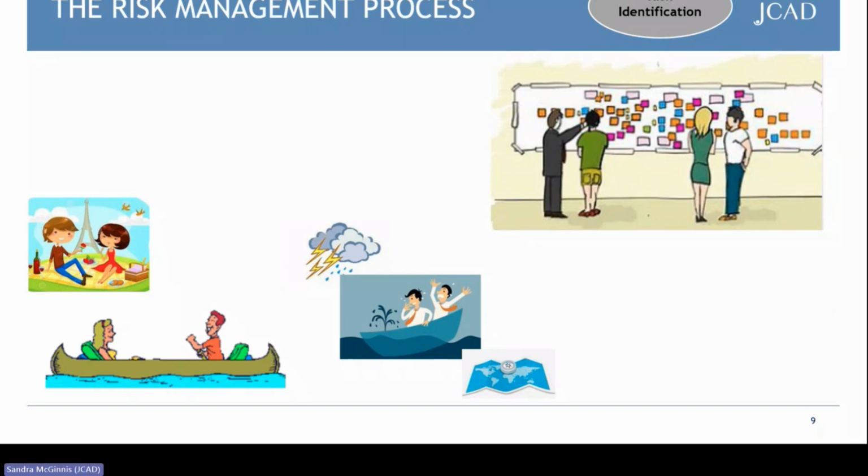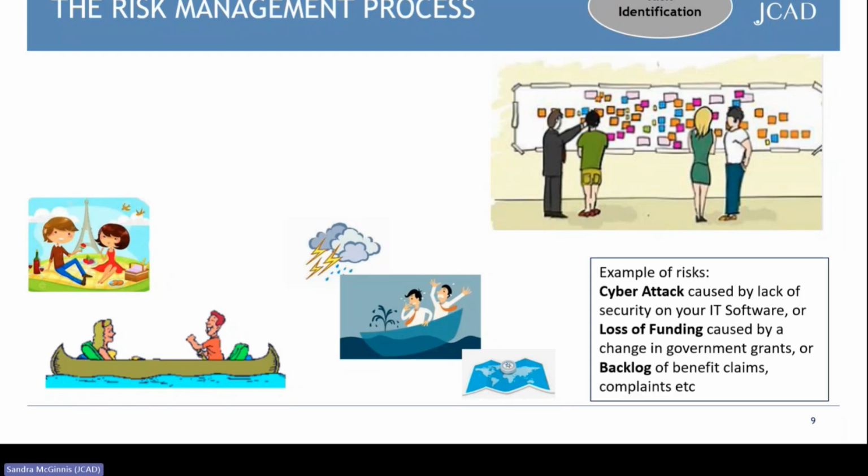So let's relate that back to your organisation. A risk could be things like loss of funding for staff, and there may be a backlog of work, which is causing a rise in customer complaints. So this is a stage where you really think about what could happen to stop you achieving your goals. So think about this risk, what could happen?